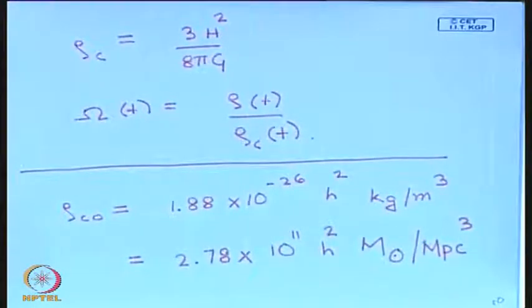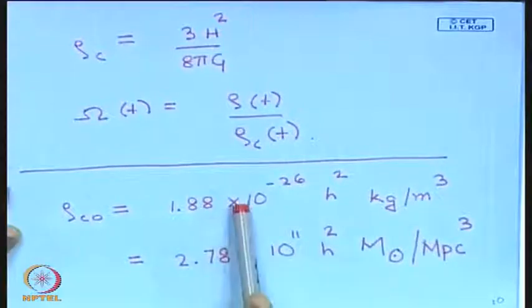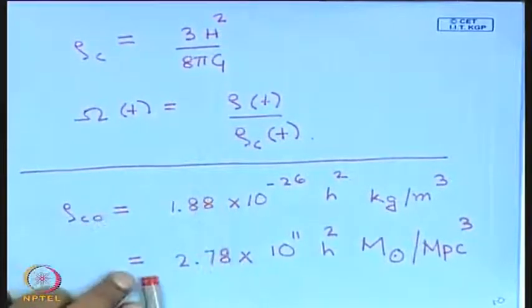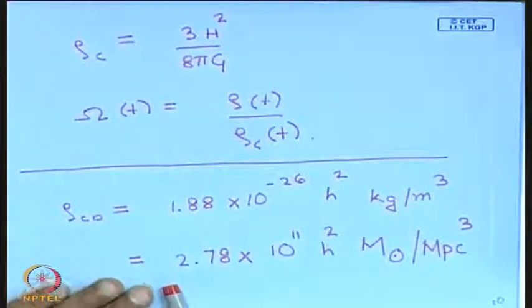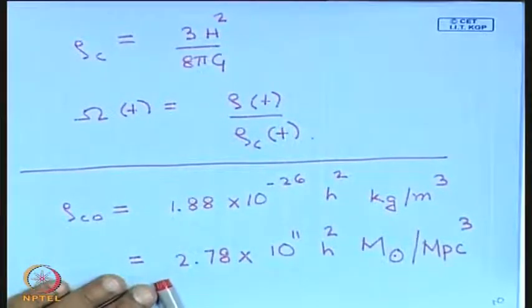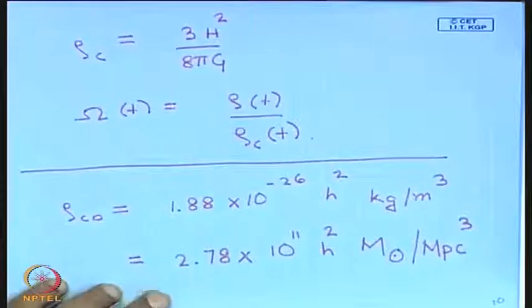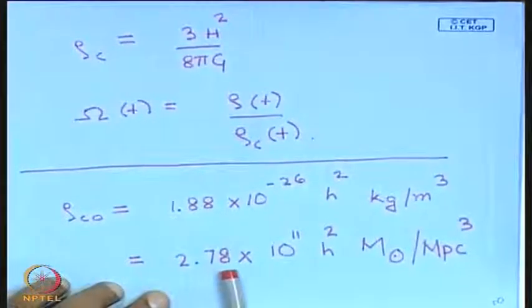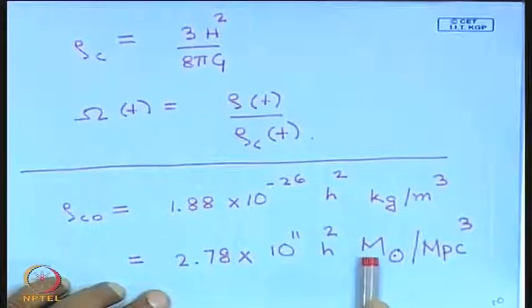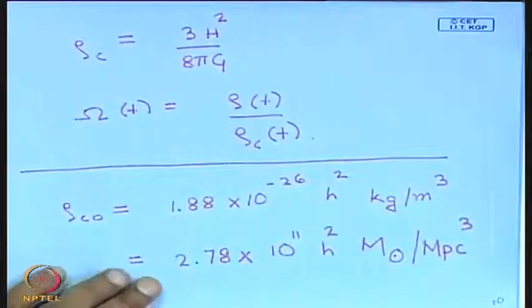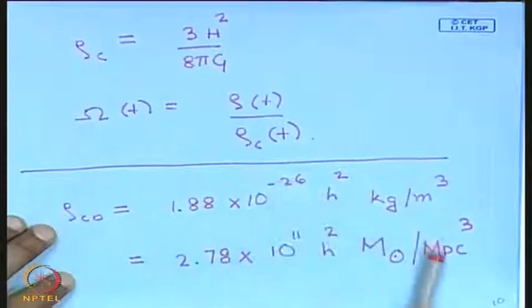So, what does this tell us? Before that, you can also write this in units which are sometimes more convenient in astrophysics. You can write it in terms of solar masses per megaparsec cube, and it then turns out to be 2.78 into 10 to the power 11 h square solar masses per megaparsec cube. What is the significance of this density?